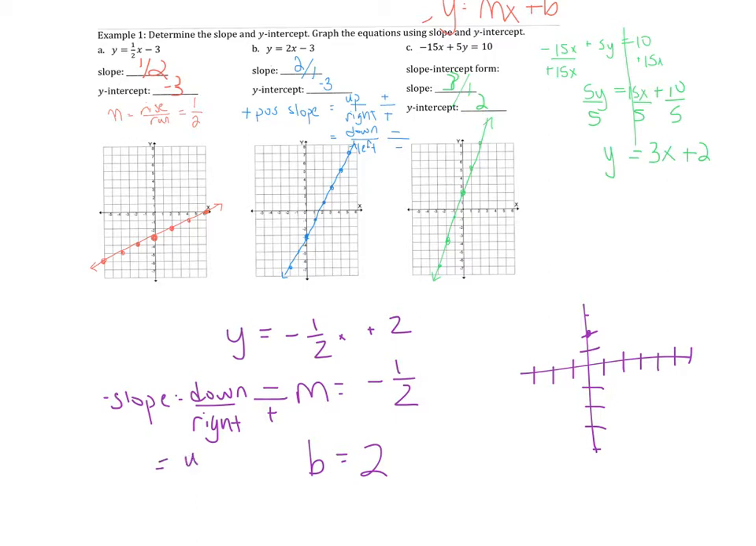Or you could go up and left. Up is a positive direction, left is a negative direction, and a positive divided by a negative is a negative. So starting in our y-intercept of 2, we could go down 1, right 2. You could do that a couple of times. We could also go up and left 2. And notice when we get done, our line is going to go downhill from left to right.